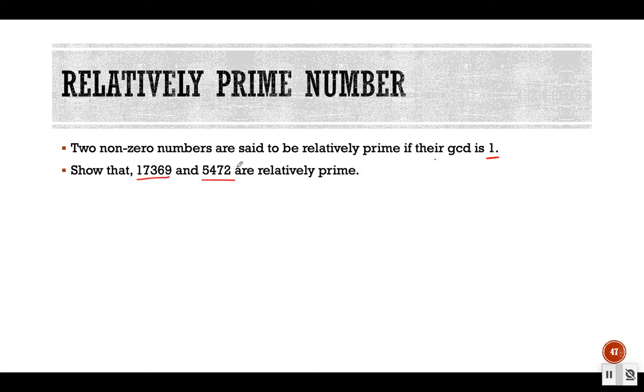these two numbers are relatively prime. And how can I prove that? I can prove that by finding the GCD. I'm going to show you how to find the GCD, and here I'm going to use the Euclid algorithm. For these two numbers there are going to be a lot of steps.